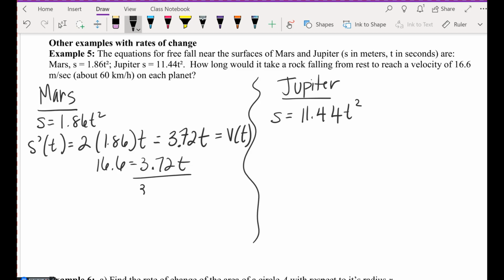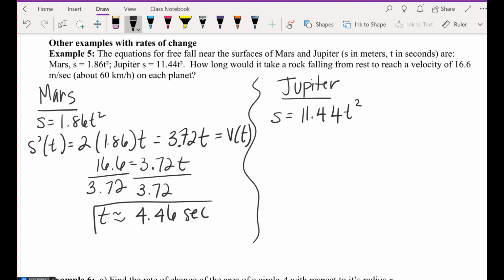So divide both sides by 3.72. If you can do that in your head, great. If you can't, bust out your calculator. Approximately about what time? So, Amy Doe, whenever you're ready, give me the approximation of time. 2 decimal places will be sufficient. 4.46 seconds. So in about 4.46 seconds on Mars, this object will have a velocity of 16.6.